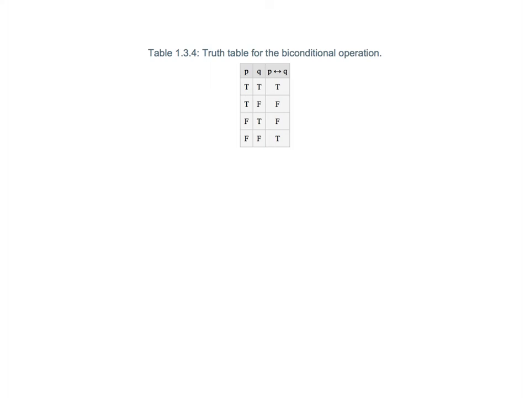So if you remember, this is exactly the negation of the XOR operation. In the XOR operation, we had the opposite situation. In the first and last rows, we had false values. In the second and third rows, we have true values. So we can consider the biconditional operation as the negation of the exclusive OR operation.